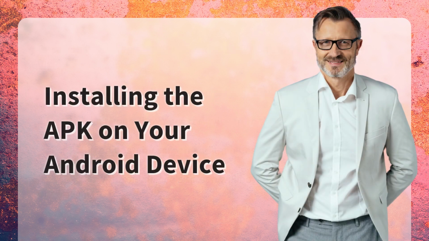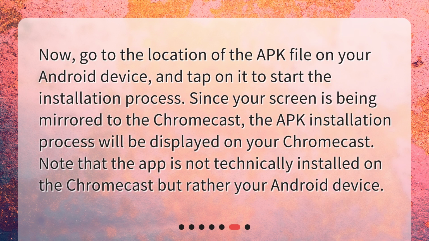Installing the APK on your Android device. Now, go to the location of the APK file on your Android device and tap on it to start the installation process. Since your screen is being mirrored to the Chromecast, the APK installation process will be displayed on your Chromecast. Note that the app is not technically installed on the Chromecast but rather your Android device.